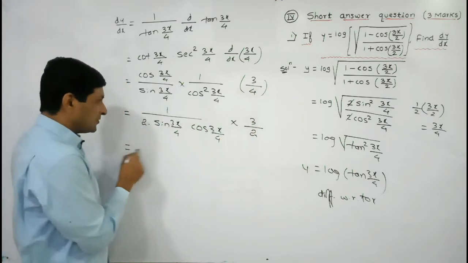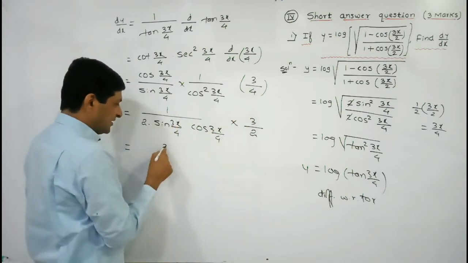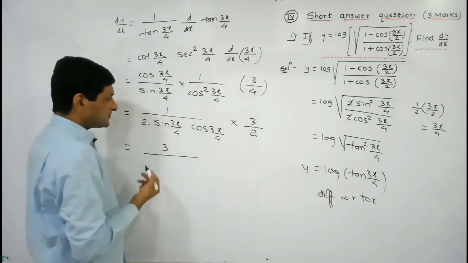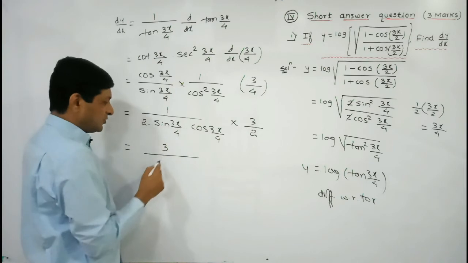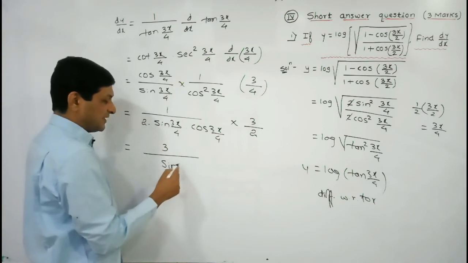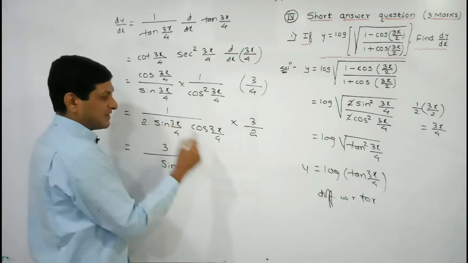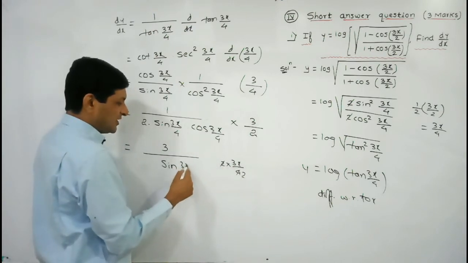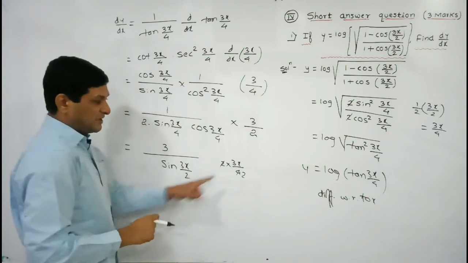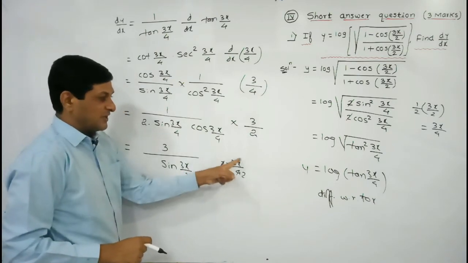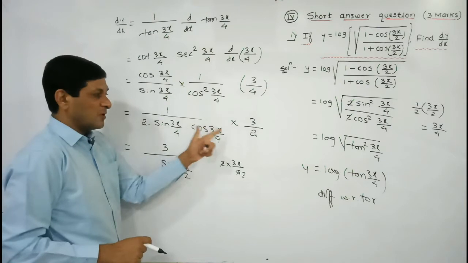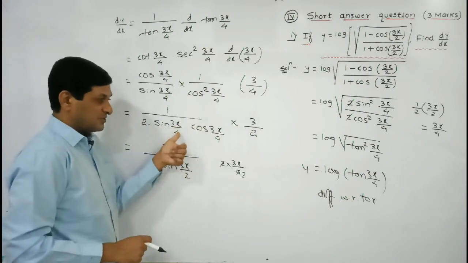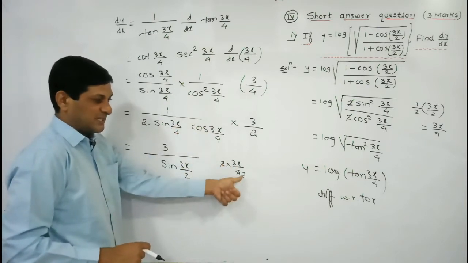So which is equal to, so here 3 into 1 is 3. In the denominator, see, 2 sin theta into cos theta is sin 2 theta. Theta is what? 3x by 4. And if we are multiplying it by 2, so what we will get? 2 2s means what we are getting? 3x by 2. So 3x by 2 is the value of what? 2 theta, because 2 sin theta into cos theta is sin 2 theta. Theta is 3x by 4, so its twice is 3x by 2.